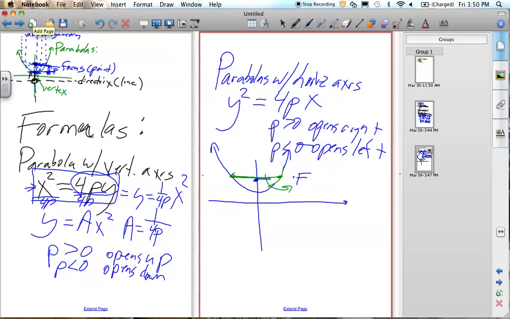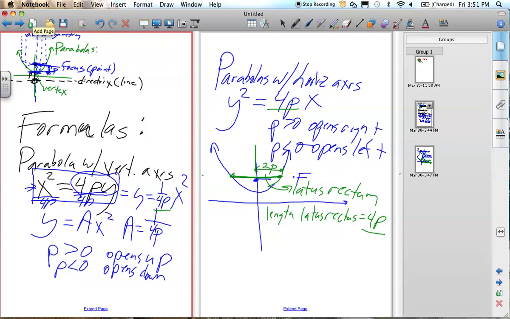This line right here is called the latus rectum. And the distance from the axis of symmetry out here is 2p. So the total length of the latus rectum is 4p. Now if you look at this, and this, and this, then you can see that's a 4p.